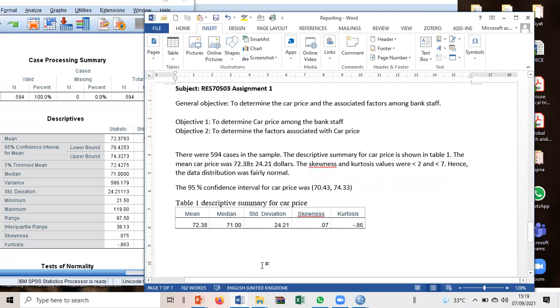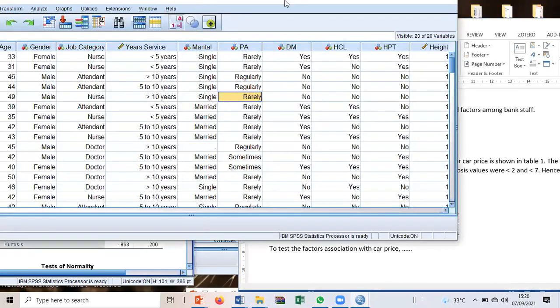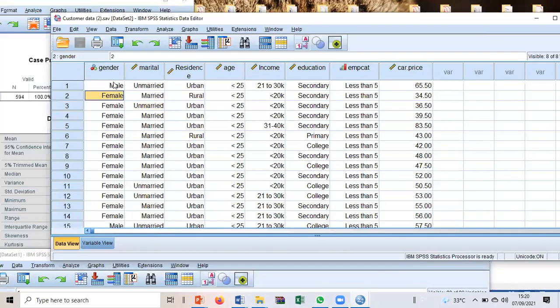No. All right. Next, to test the factors associated with car price. Car price, I don't know what test you're going to use, depends on your assumptions. So what test you used, I'll pick up later. Okay, let's go to test. What are the variables? Gender, marital status, place of residence, age, income, education level, years of employment. All right, so these are the variables.